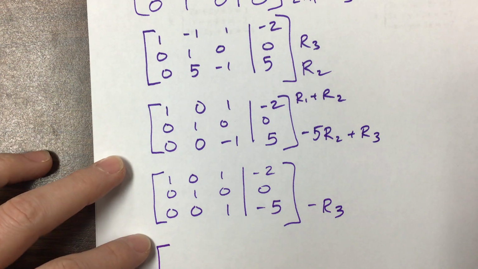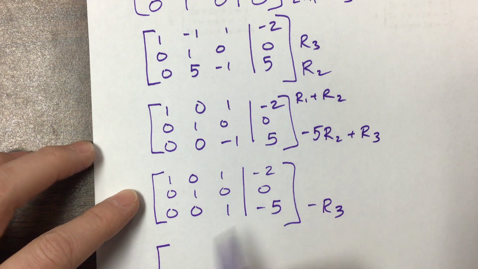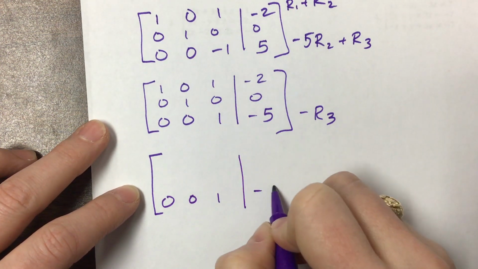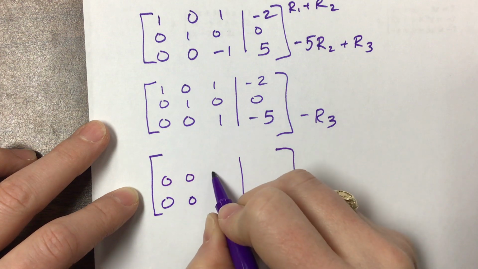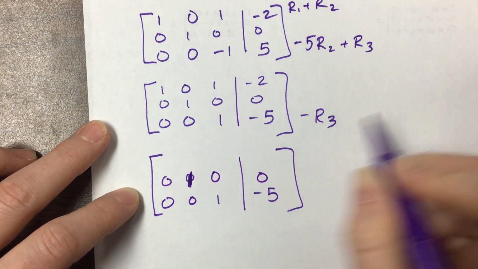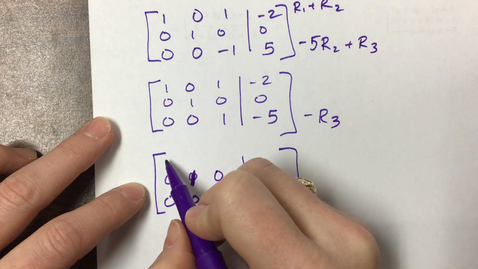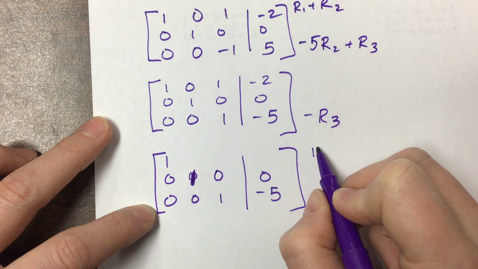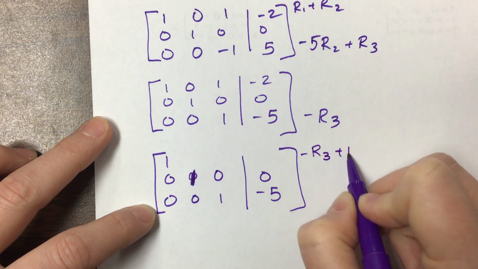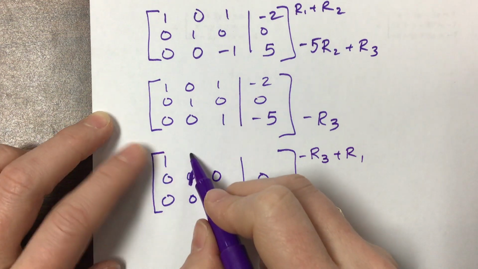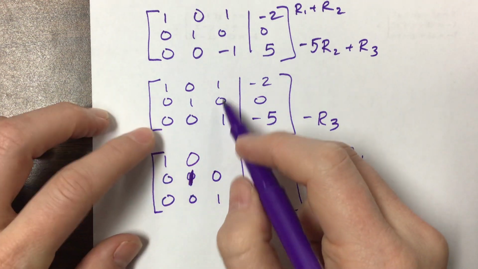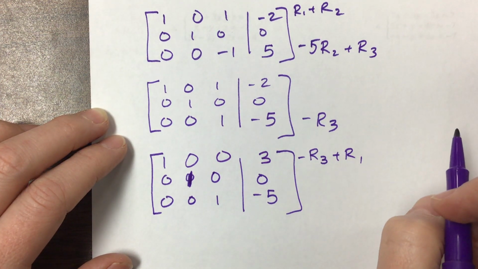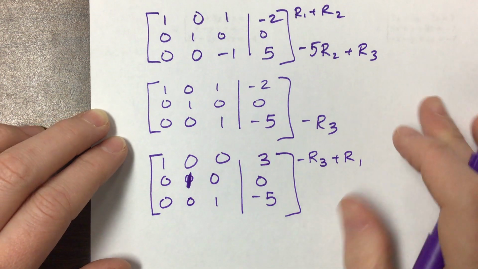Okay, let's see. So I have, this row has the 0 and everything is great. This row is fine. Oh, you can't see what I'm doing. Oh, that's a 1. And then this becomes, I want to just do negative row 3 plus row 1. That's a 1, that's a 0, that's a negative plus 1 is, it's a 0. This is a -5. Okay, so that's a 3. Did I copy this down right?